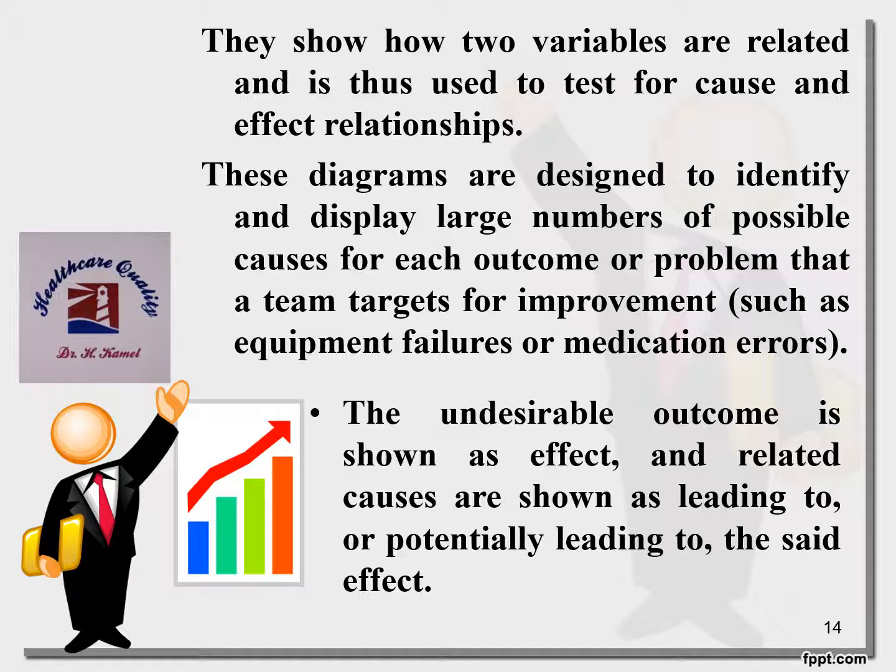These diagrams are designed to identify and display large numbers of possible causes for each outcome or problem that a team targets for improvement, such as equipment failures or medication errors. The undesirable outcome is shown as effect, and the related causes are shown as leading to or potentially leading to the said effect.